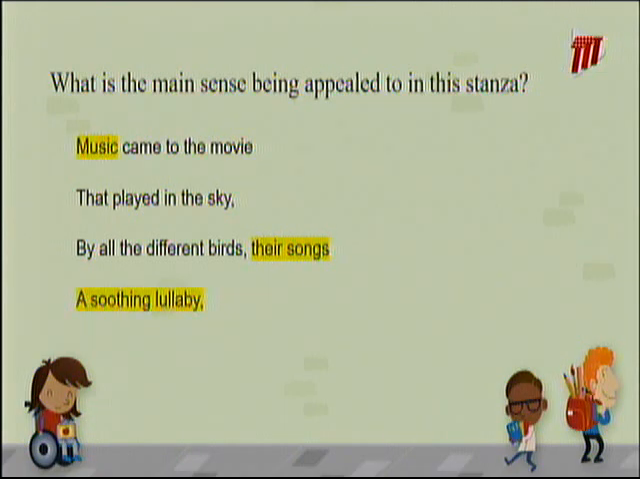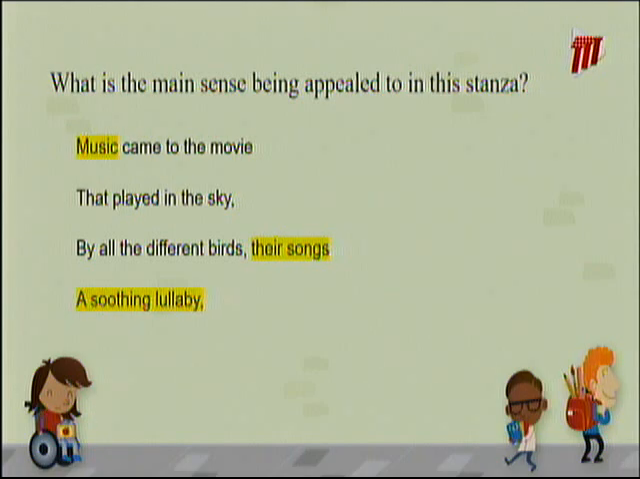Which sense organ would you use to listen to music, to hear songs, or to even hear a soothing lullaby? Your ears. Because the organ that you would use to hear these things is your ear, then the sense being appealed to would be your sense of hearing.